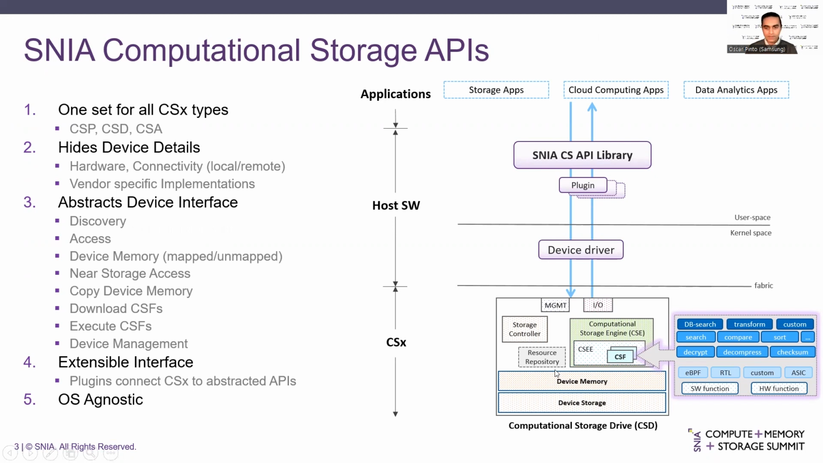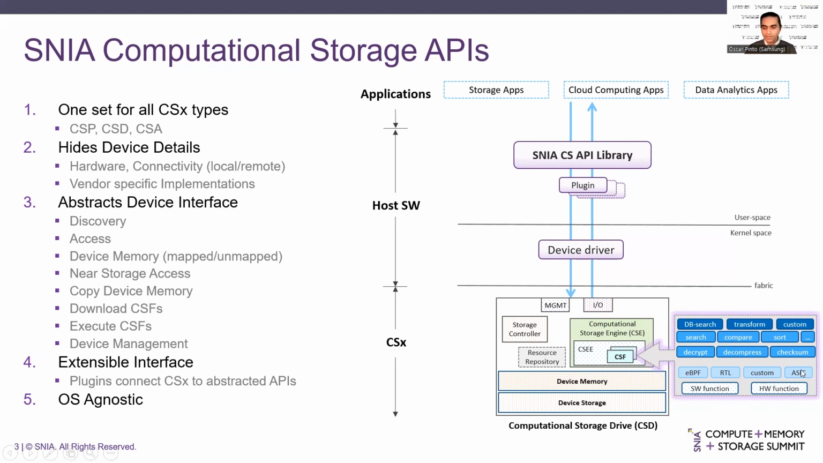So what is Computational Storage APIs and what is the work that we're doing within SNIA? Let's use this figure on the right, from the bottom, that shows how a device may be used with the SNIA CS API library. We have a computational storage device, a drive, shown here that has some storage, has some device memory, has a computational storage engine that runs a computational storage function, CSF. And here are several examples, and they may be implemented in software or hardware. It totally depends on what the manufacturer has provided as part of this computational storage device.